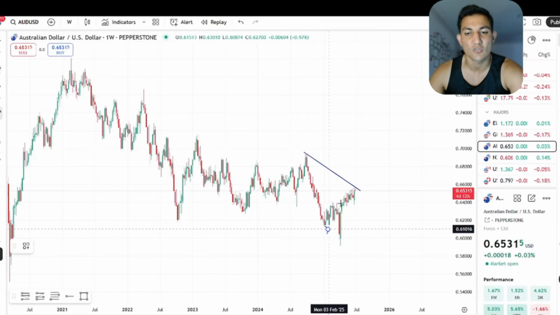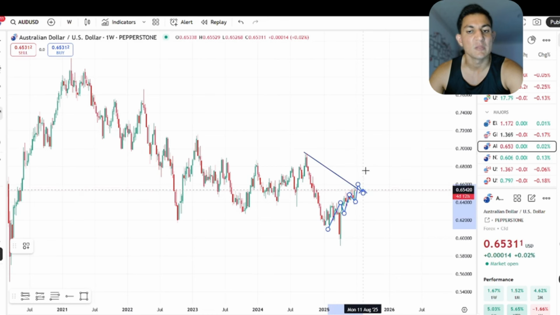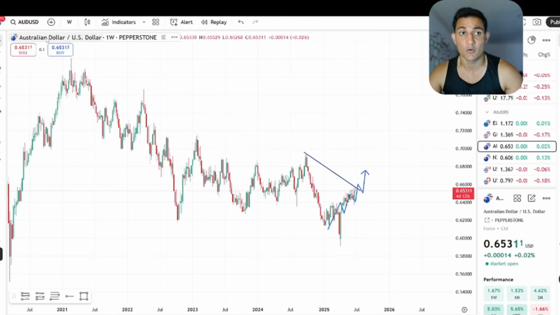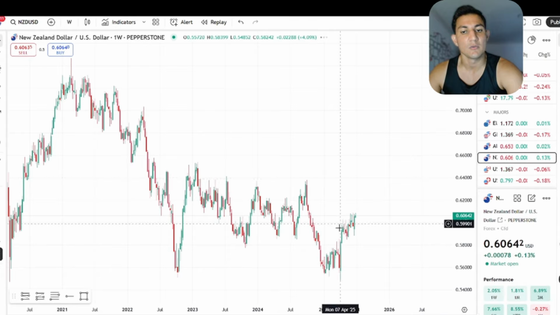This is why we get this slow, lethargic, choppy bit of price moving up. That's why we get that, because the Australian dollar itself is bearish, but the US dollar is even more bearish, so it slowly drags up. Same thing with NZD/USD. That's why price is slowly moving up.